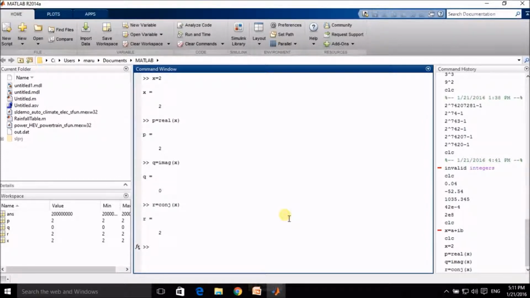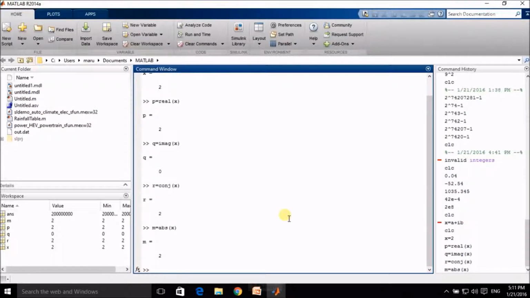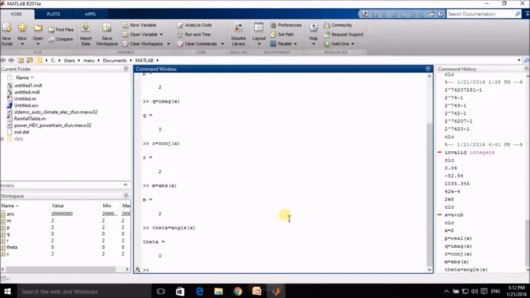We can see that to give the complex number's magnitude, that is the absolute value, n equal to abs of x. It's also 2. Whereas to find the angle, theta equal to angle of x. It's 0, because there is no angle within the variable x equal to 2.